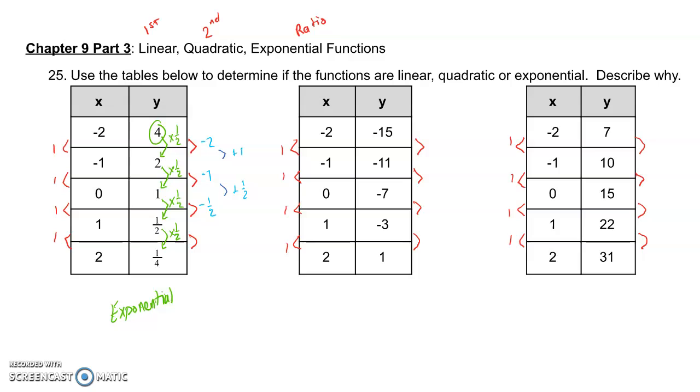For the second one, change in y is constant the first time. So the first difference is constant. That makes this a linear function. And on the third one, first differences were not constant, second differences were, so I don't have to check for common ratios. That makes this a quadratic.